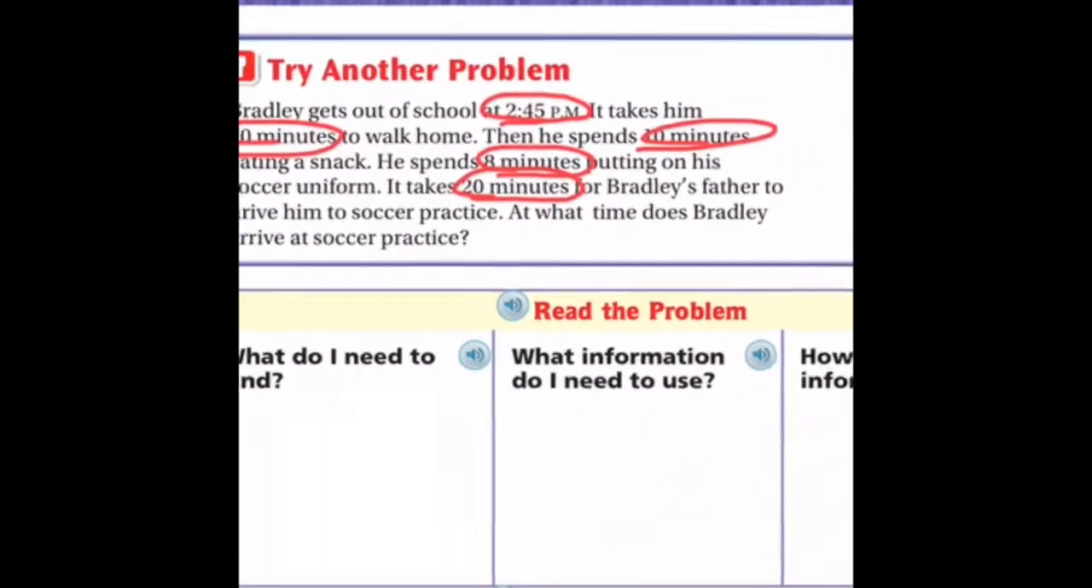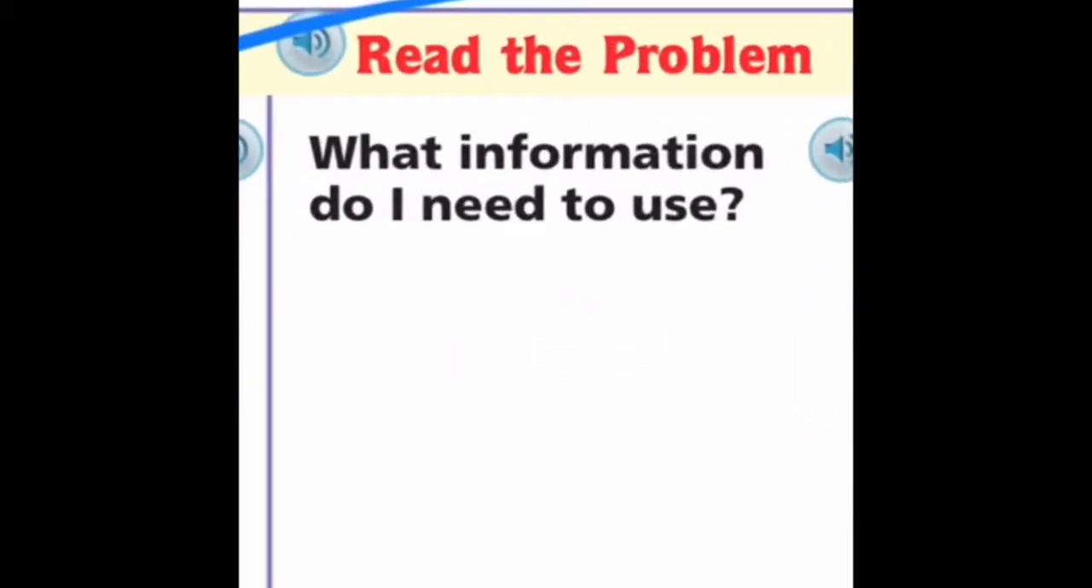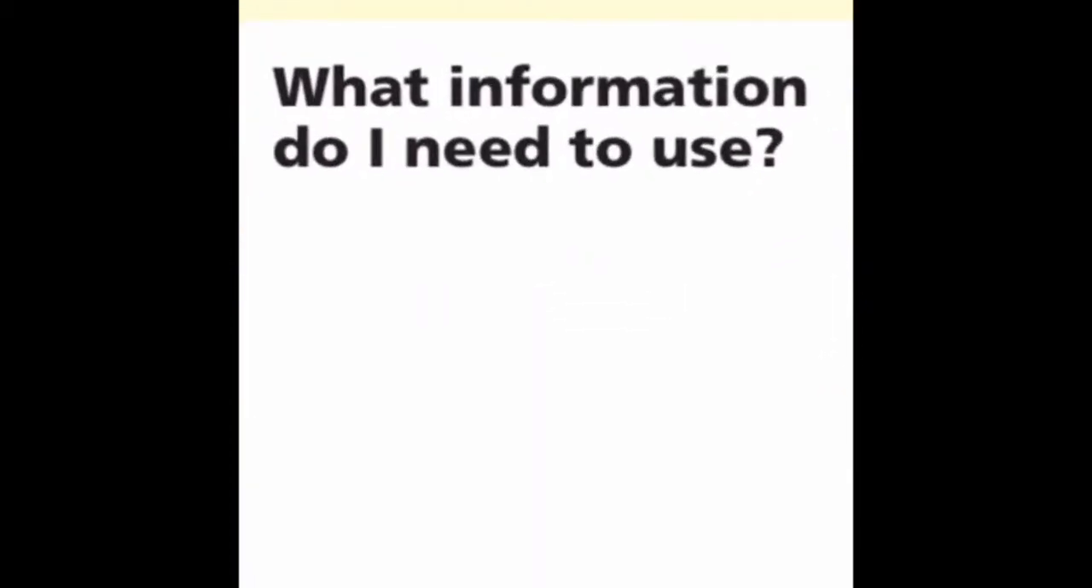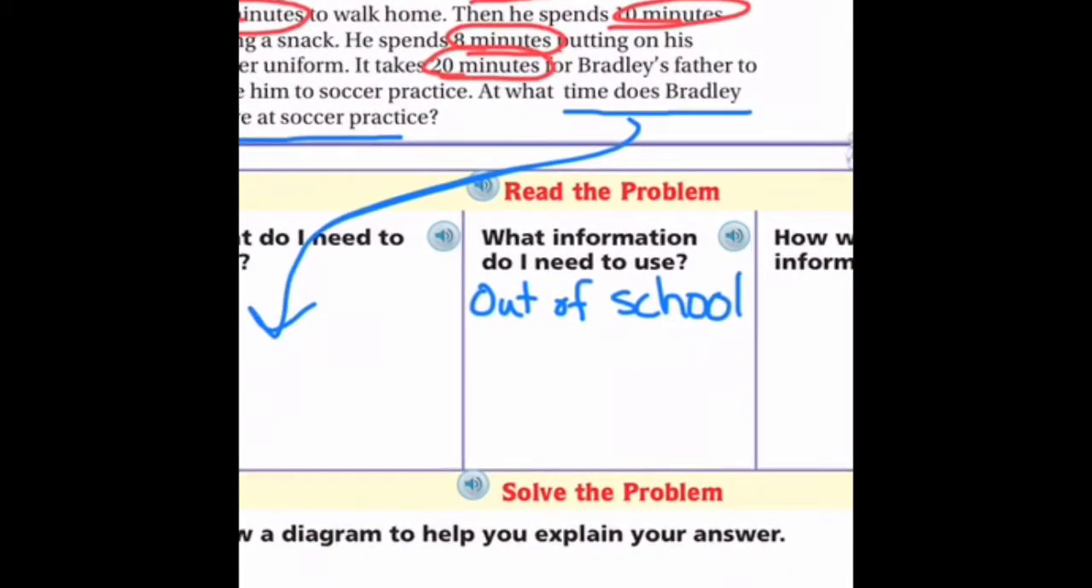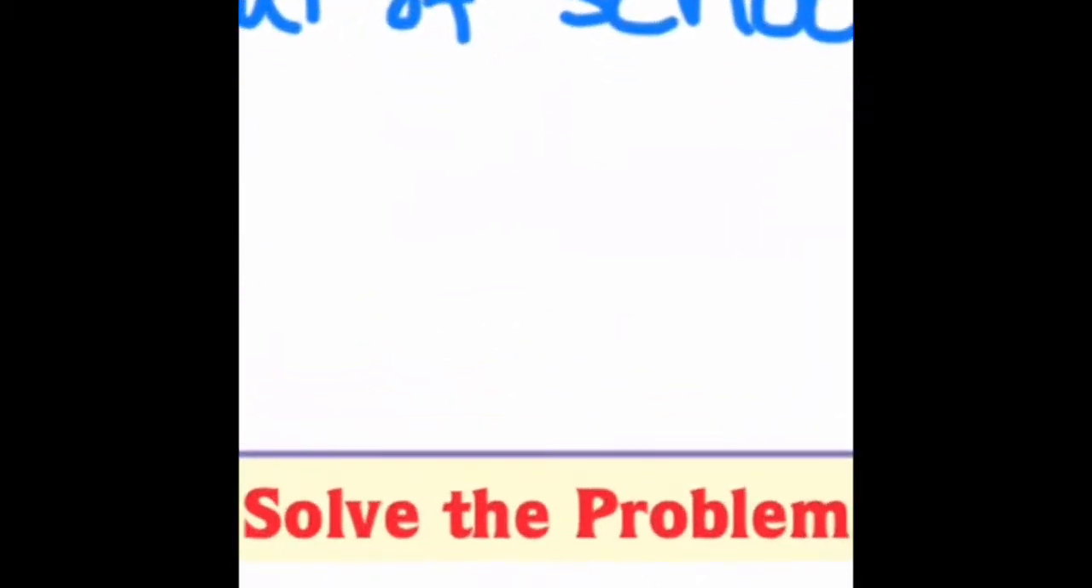Well, we need to find the time Bradley needs to arrive at soccer practice. Okay. What information do we need? Well, a lot of things. When he gets out of school, that time is important. So out of school. And then it said it takes him 10 minutes to walk home. Remember that part? 10 minutes to walk home. So there's the walk home.